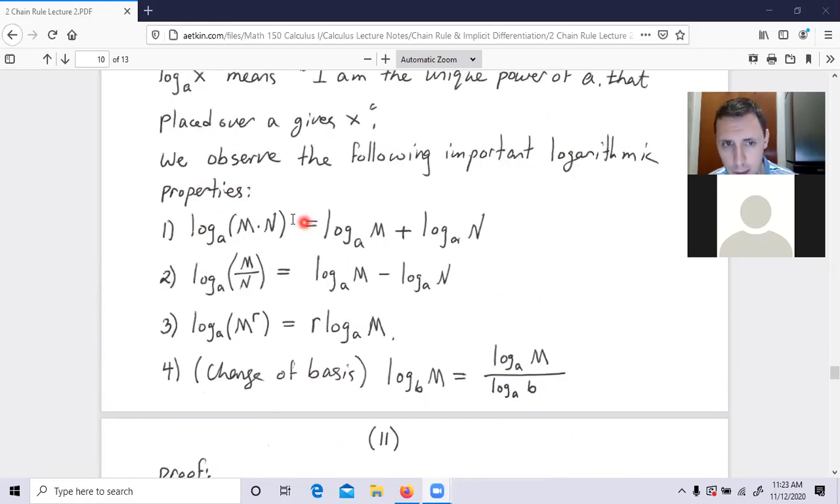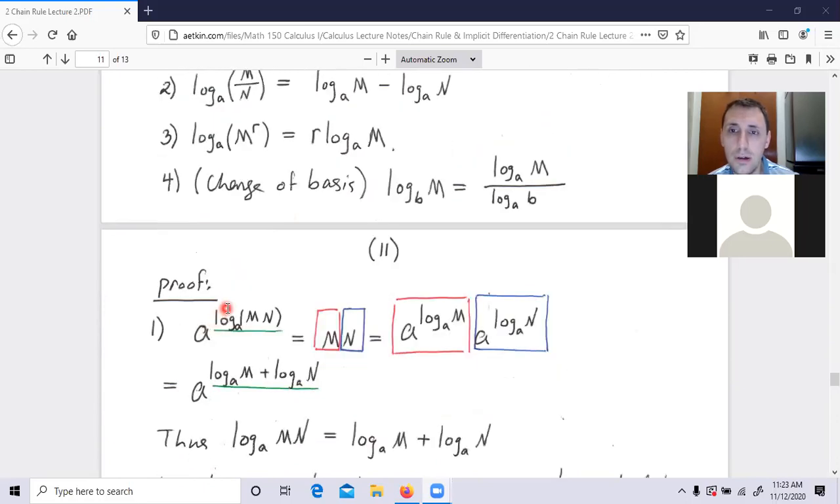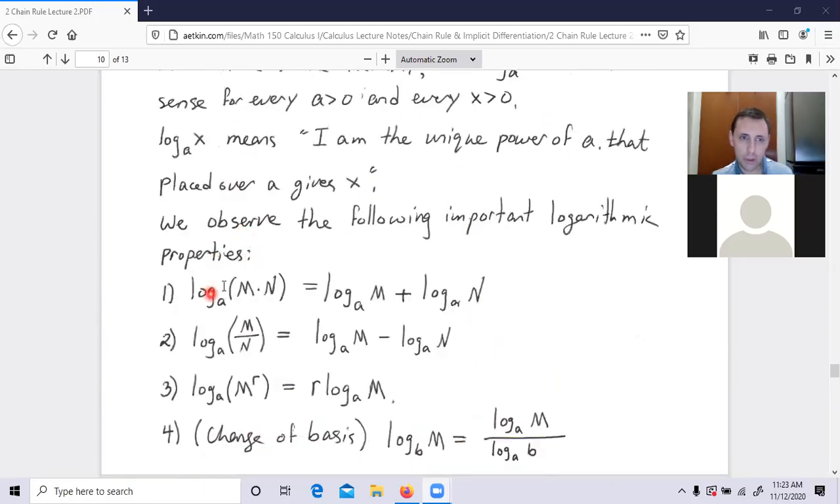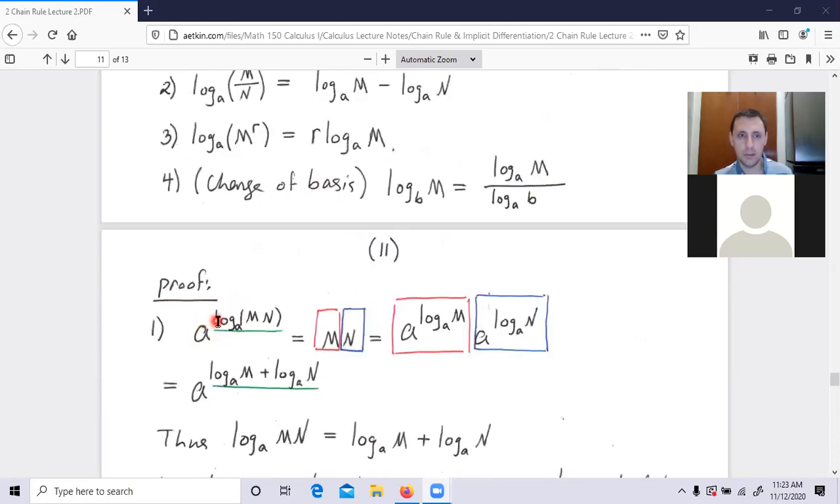Guys, you see, you're just dealing with this object. All you know about it is that if you place it on top of a, you get what's inside of the logarithm, right? This means place me over a and you get m multiplied by n. So that's all I know about this. So I place it over a, and what do I get? I get m multiplied by n. Clearly, that's true.